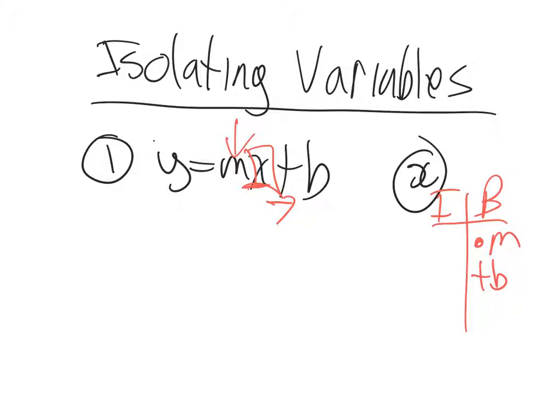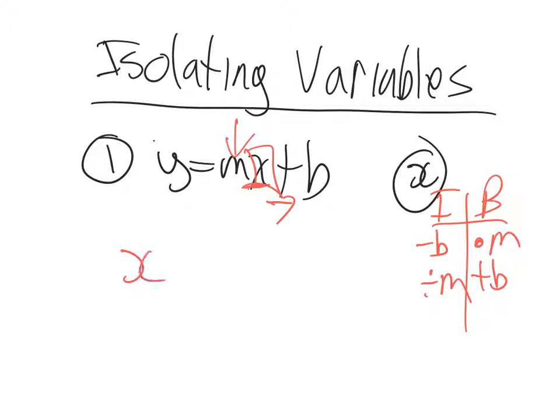So what's the inverse of that? Inverse means two things. It means opposite order, but also opposite operation or process. So instead of multiply by m, add b, I'm going to minus b and divide by m. So I'm isolating for x.